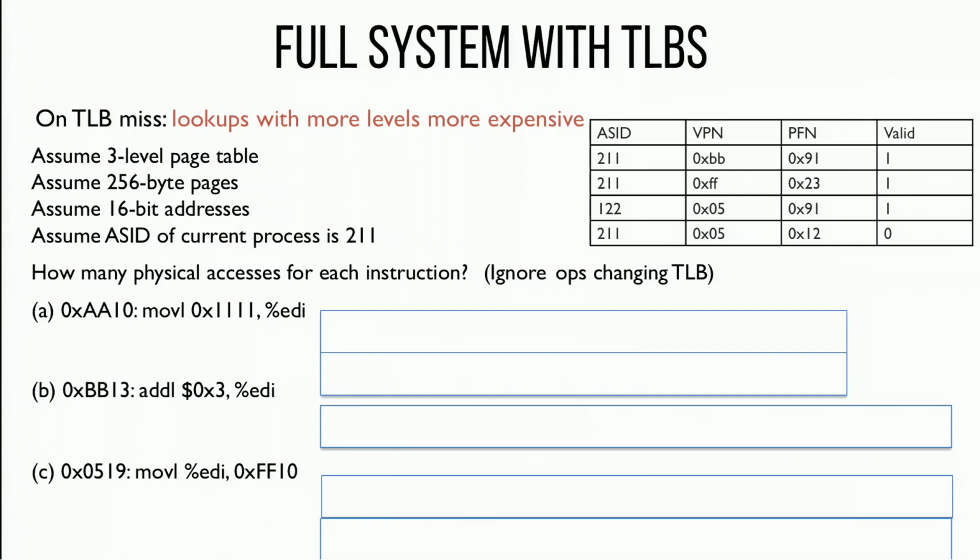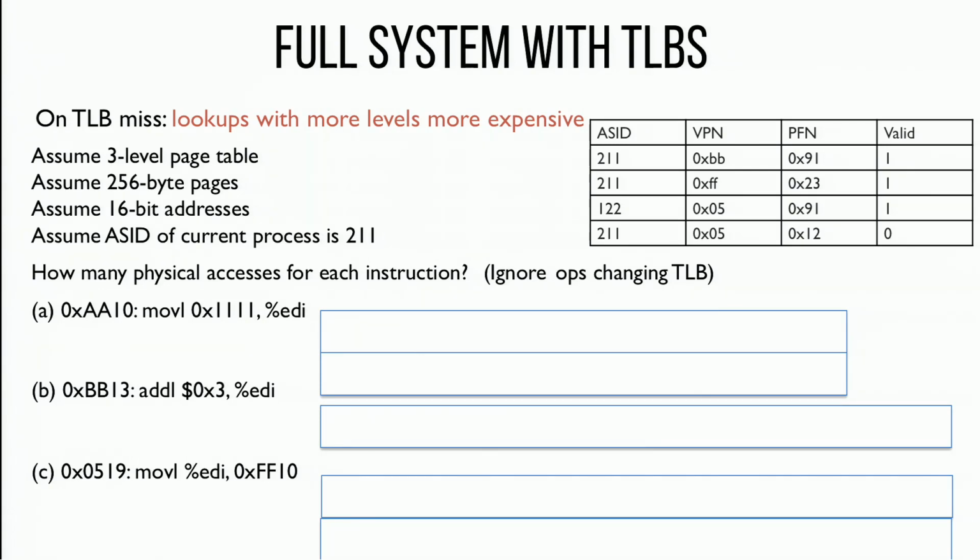So here, let's assume we have a 3-level page table. Let's assume we have these tiny pages for our example, because we're only going to have a 16-bit address. And then let's assume that the currently running process has an address space identifier of 211. So let us figure out how many physical accesses to memory you are actually going to need to do for each instruction. And we'll assume that the TLB doesn't change contents as we go. We have enough space, we'll have more entries there.